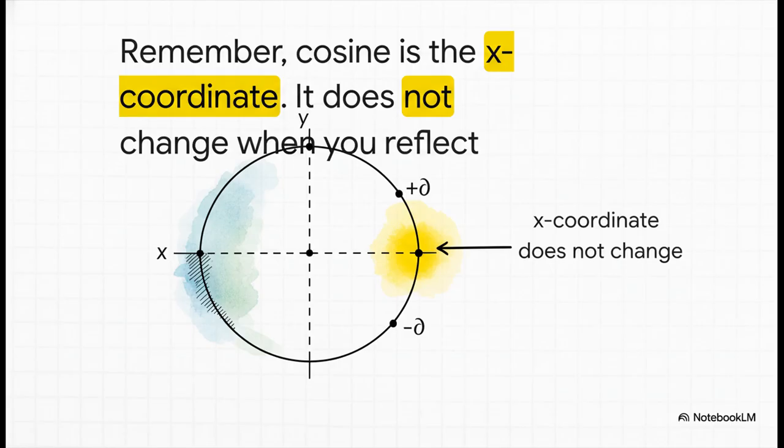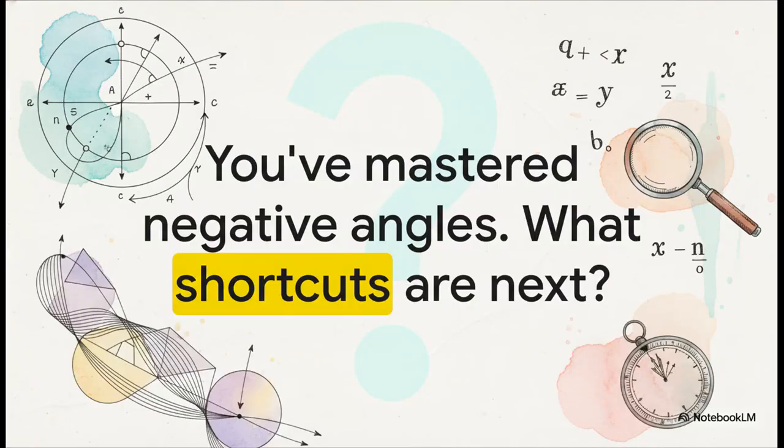Cosine is the x-coordinate, remember? When you flip a point across the x-axis, its left-right position doesn't change at all. And that's the reason why cosine is the even one out. That's why cosine of negative theta is still just cosine of theta. It holds its ground. So there you have it.